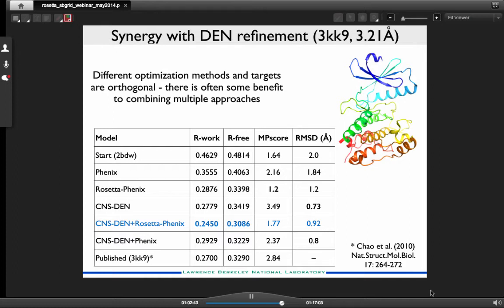If we took the DEN model and then refined that with Rosetta, then we actually get a significantly better model than either of those generated. The RMSD is still quite low. The geometry is excellent, and the R-free goes down significantly. So again, this is favorably comparable to the published structure. So these are very different refinement methods, and trying some combination of them may give you a very different result.